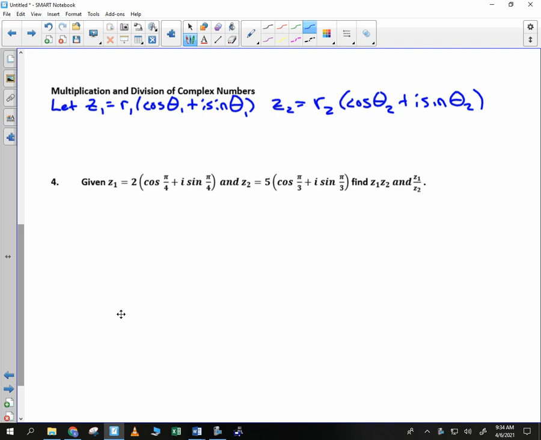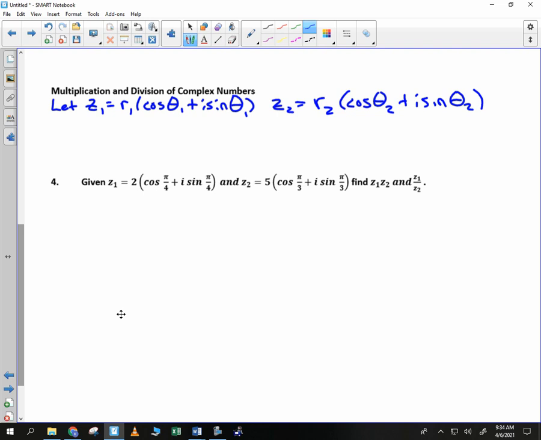Okay, so suppose you have two complex numbers in trigonometric form. Our first one is r1 times cosine of theta sub 1 plus i sine of theta sub 1, which just means that it has a certain radius and a certain theta. True or false, we learned how to find r and theta yesterday.